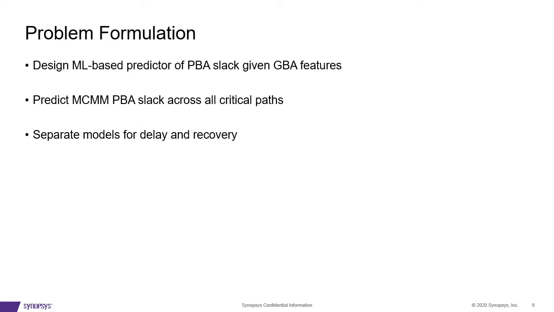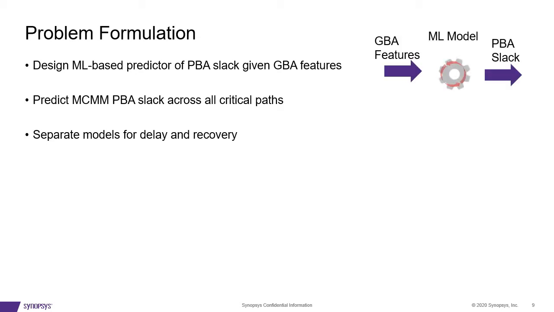Now we present our formulation of the problem. We design an ML-based predictor of PBA slack given GBA features. Therefore, we extract features where the timer is configured in the GBA analysis mode, and then we create an ML model which predicts slack as if the timer were configured in the PBA analysis mode.